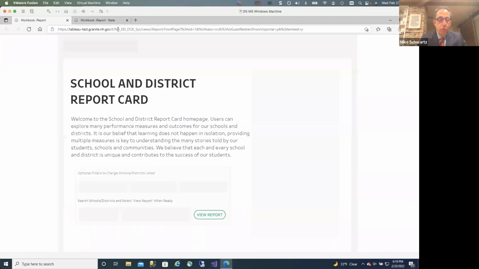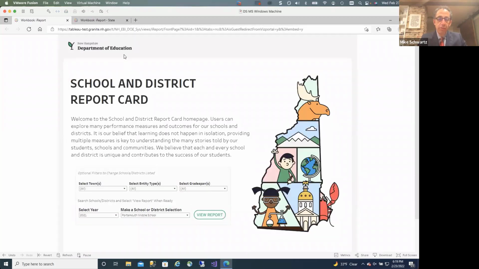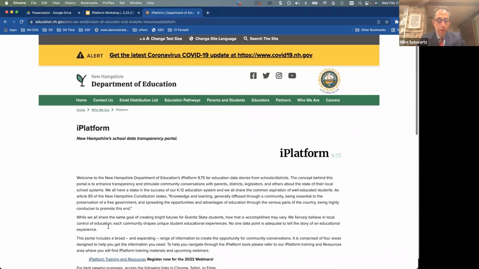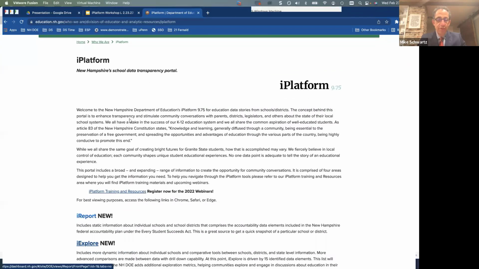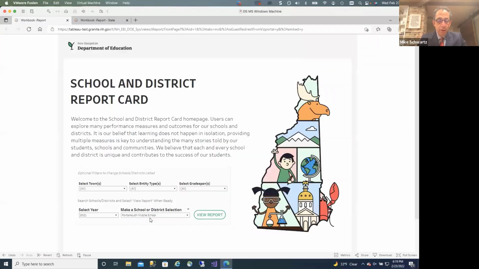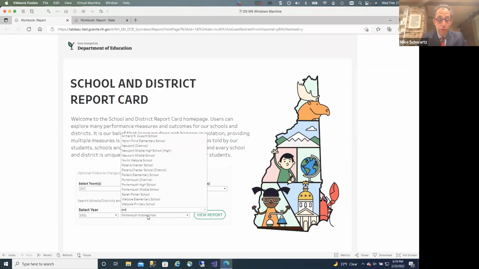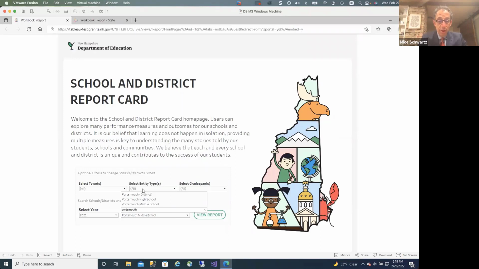So I'm going to first show you iReport. From this landing page here, I'm going to click on iReport, and that brings us to this page. And like I said earlier, the first thing you do is select the school that you want to look at, and there's a long list of all the schools in the state. If you click on that and just type in the first letters of the school you want to look at, like I'm going to type in Portsmouth, it'll just show you the ones that match that word. So it's an easy way to find a school throughout the state.